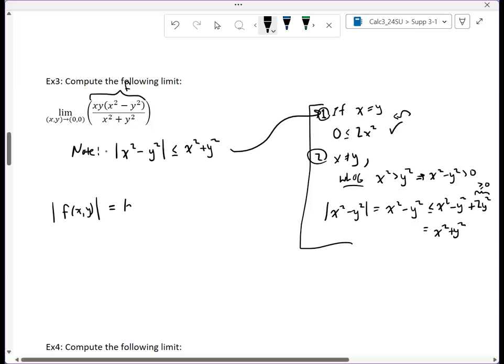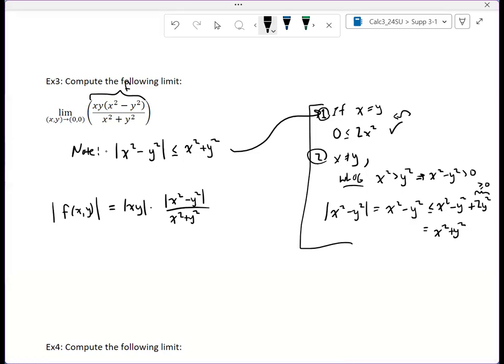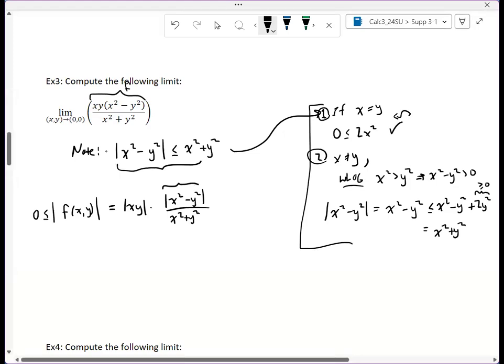Well, this is absolute xy times absolute x squared minus y squared over x squared plus y squared. I don't need absolute values on the bottom because that's non-negative already. And I know that the absolute value of anything is bigger than or equal to 0. But I also know that this factor from this inequality is less than or equal to 1. So this whole expression is less than or equal to absolute value of x times y.